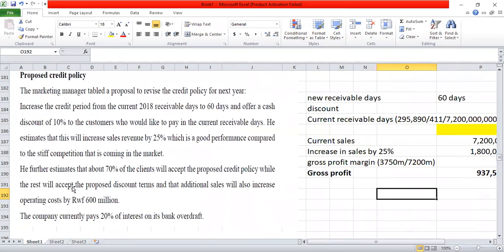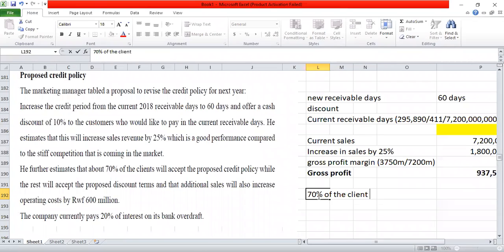Now, if you look at the question, they have said that 70% of the clients will accept the credit policy, which means 70% of the clients will pay in 60 days, while 30% will pay in 15 days.